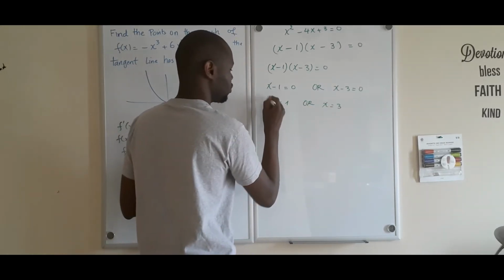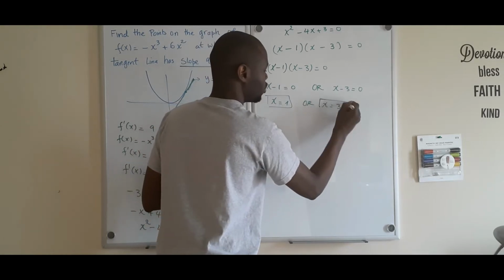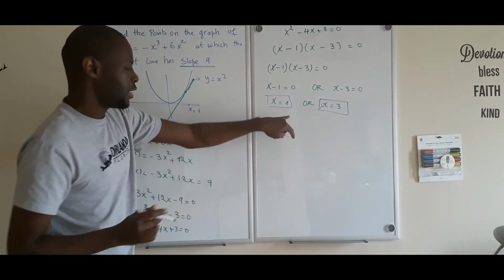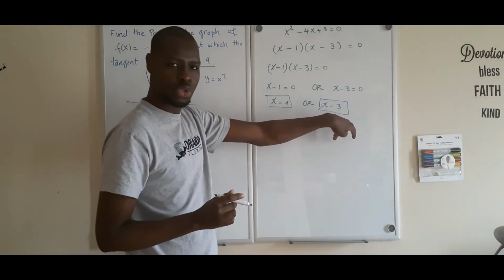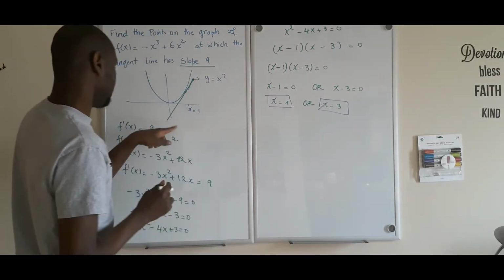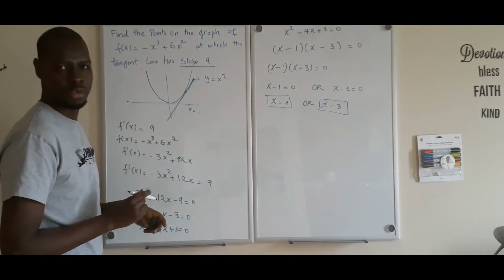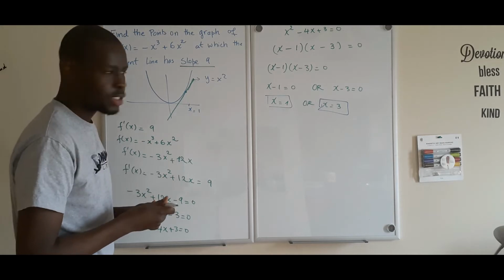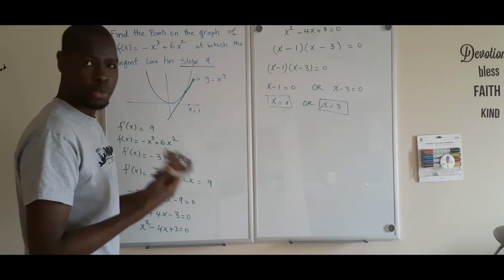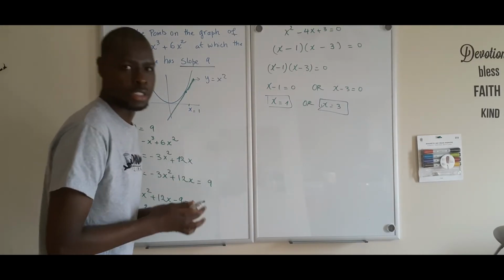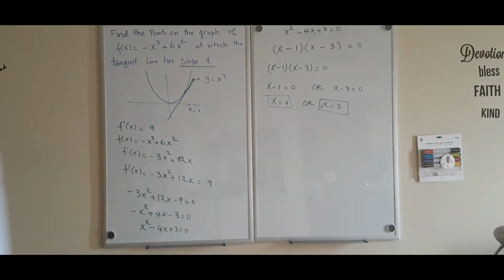What does this result mean? This means at x equals 1 and at x equals 3, the slope would be equal to 9 for this particular function. I really hope this makes sense, and I'll be posting more examples in the coming videos. Thank you.